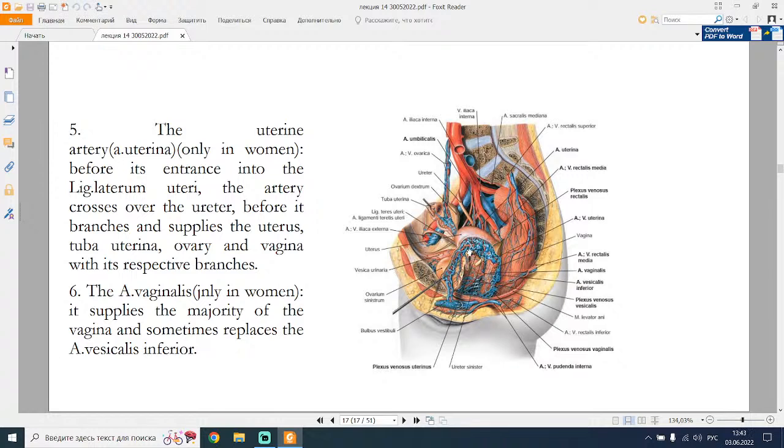And next, arteria vaginalis, only in women. This is arteria vaginalis. It supplies the majority of the vagina and sometimes replaces the arteria vesicalis inferior.